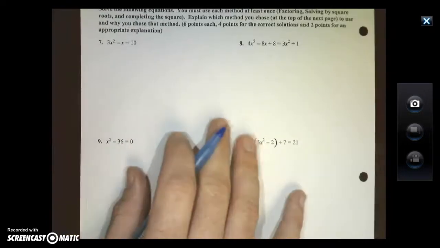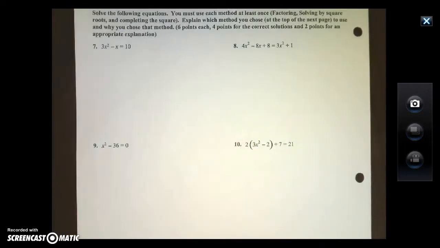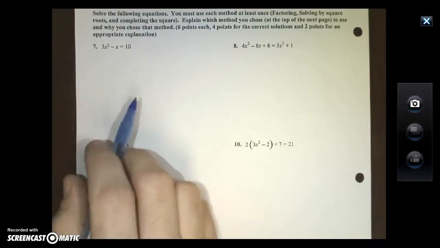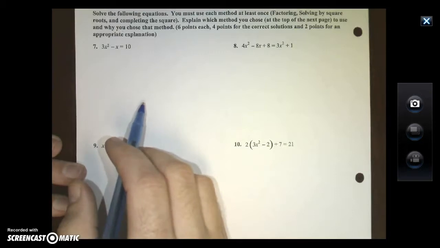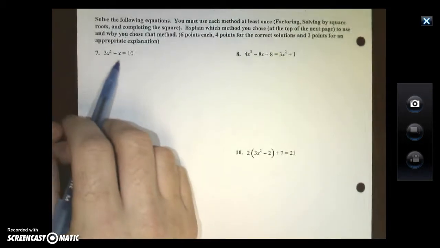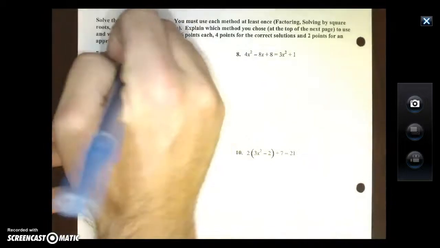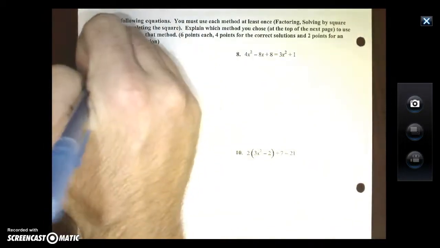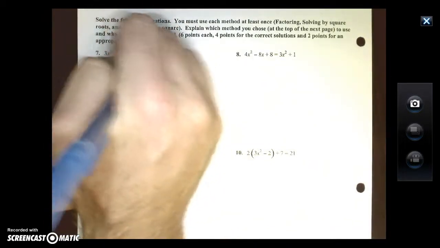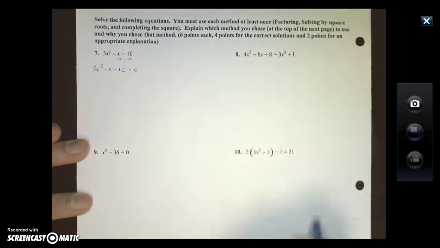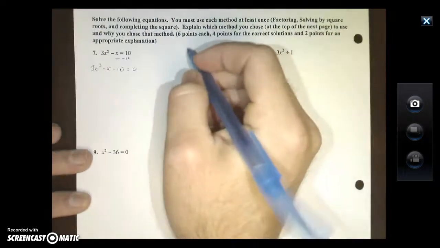Okay, on the back now, as we went over this in class, I'm going to go over it basically the exact same way. You can solve them. You have to pick at least one of each type to solve it. So, here we go. First one, I have to get equal to 0. Subtract 10 over. 3x squared minus x minus 10 equals 0. Okay. Now, the easiest route here would be factoring.